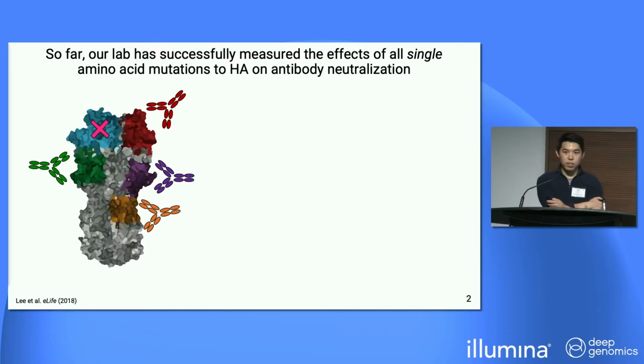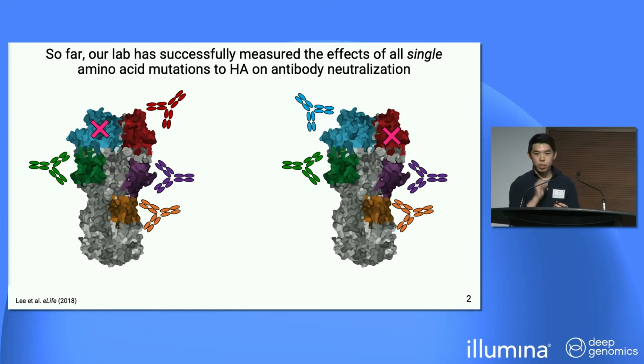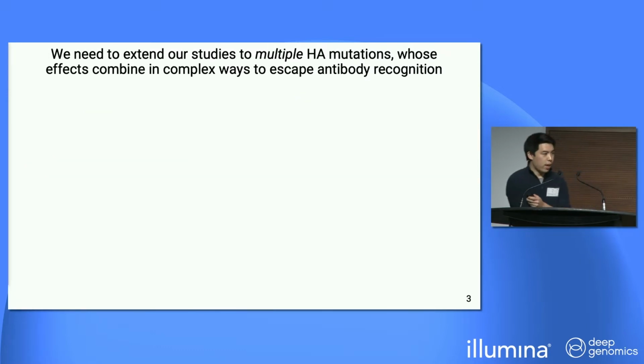The issue is that these studies don't really tell us the full story. And that's because you can imagine with polyclonal antibodies, if you have a single mutation, you might knock off antibodies binding one epitope, but you're still going to expect to have antibodies that recognize the other epitopes and can neutralize the virus. And so in that case, we're not really fully capturing the conditions of antigenic drift. So because of that, we need to extend these DMS studies to multiple HA mutations.